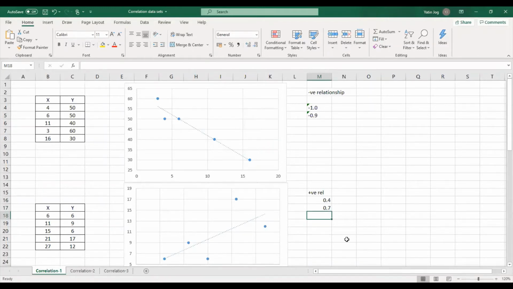Now I'll try to find the relationship value also using Excel. So how to do that? For that, we have a formula called CORREL.